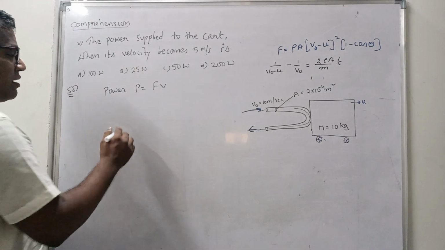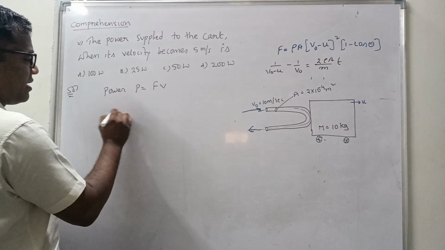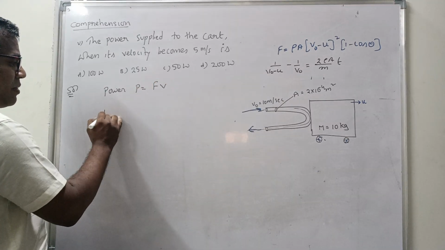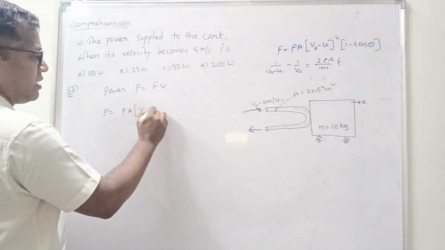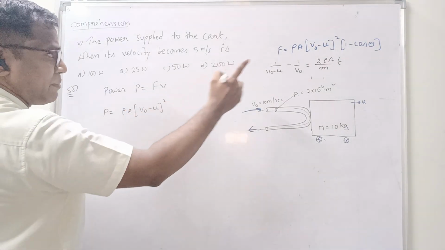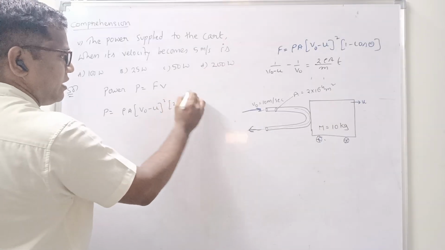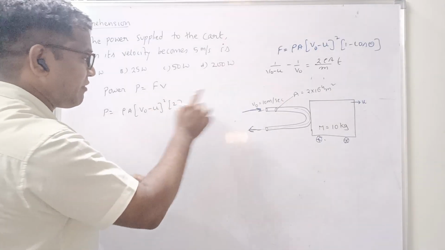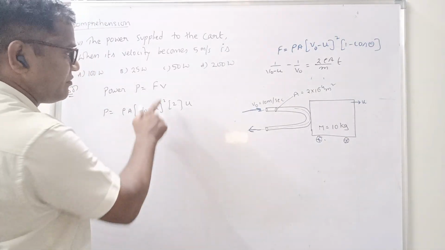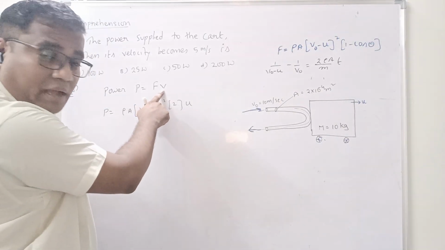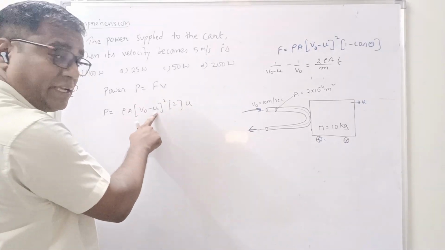F is already given. So we write power P is equal to F, which is rho A (V naught minus U) whole square, (1 minus cos theta), and I will write directly 2, into V, the velocity of the cart. I hope you understood, right? This V is the velocity of the cart. Velocity of the cart is U. Why? Because here I am taking it as U.